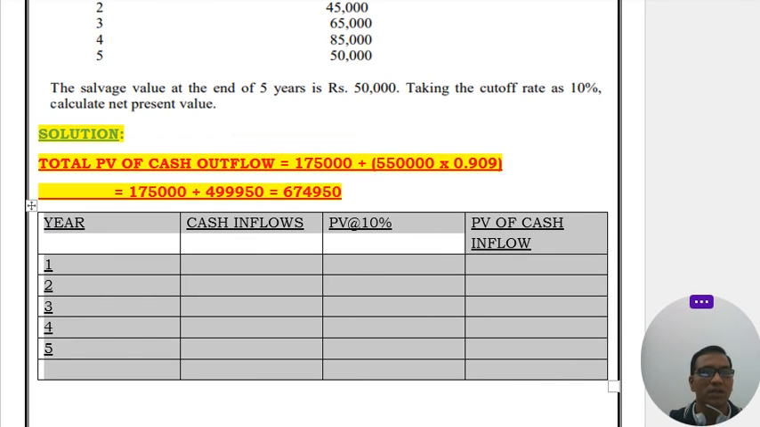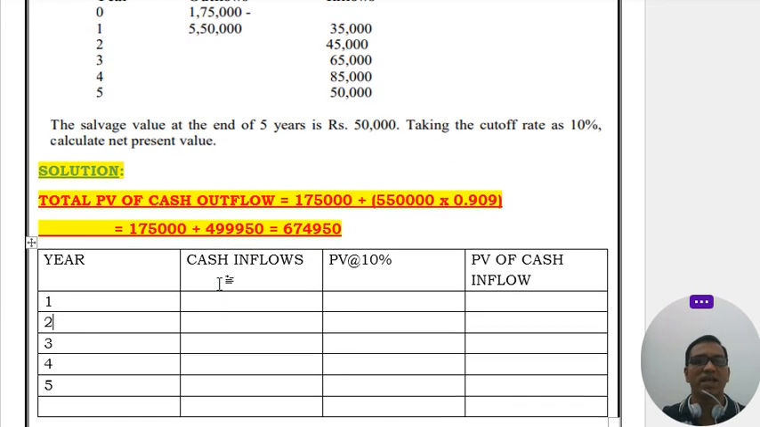And remove underline also, unnecessarily you will confuse. So what is the cash inflow given? 35,000, 45,000, 65,000, 85,000, 50,000. One more is, see, the salvage value at the end of 5 years.